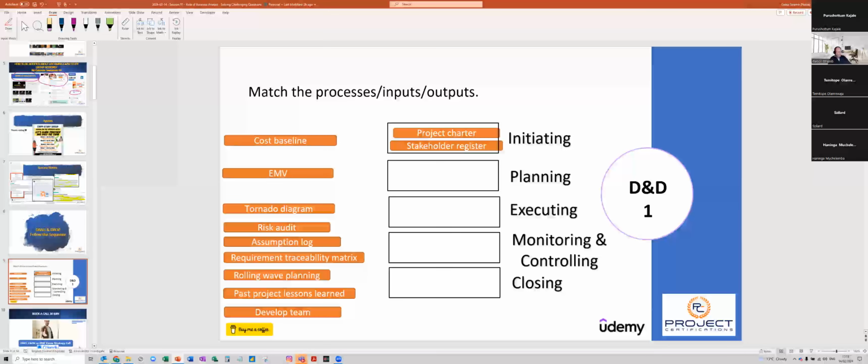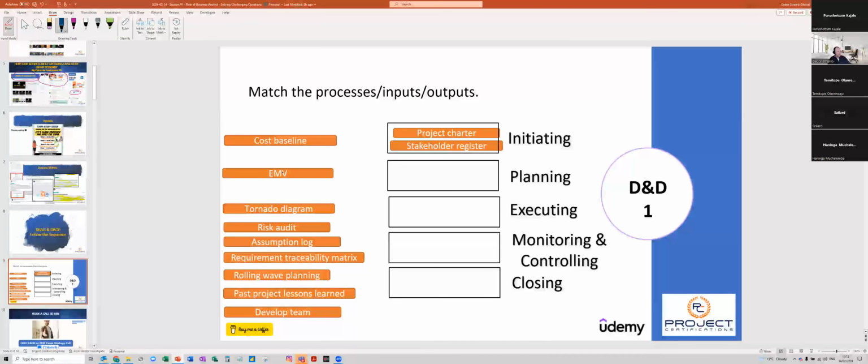Okay. What do you think? Anything which starts with monitor or that starts with control is definitely part of it. Yeah. EMV. You remember what EMV stands for? So EMV stands for expected monetary value. Very good. Now, when we do most of those, what do you think? I mean, if you do not remember, don't worry. I'm going to clarify. It comes under monitoring and controlling.